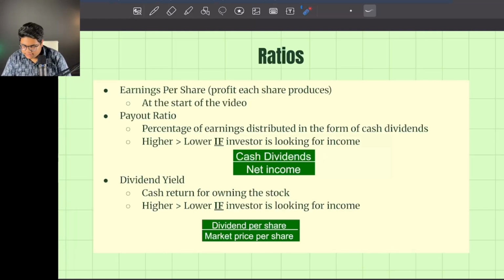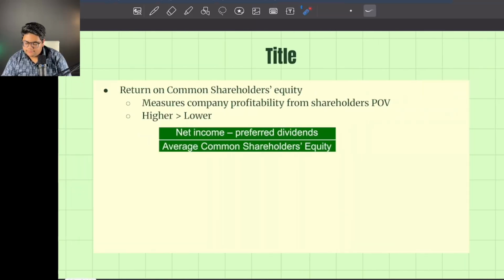Lastly, you have a dividend yield. This is the cash return for owning a stock. So it's the total dividend per share divided by the market price per share. Again, same concept applies. If you're an investor looking for income, you want this to be higher as opposed to lower. And then we have one more ratio.